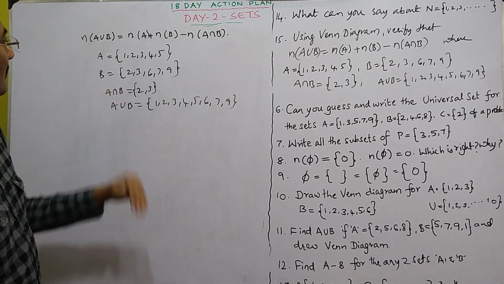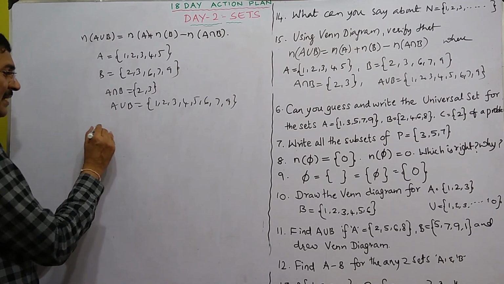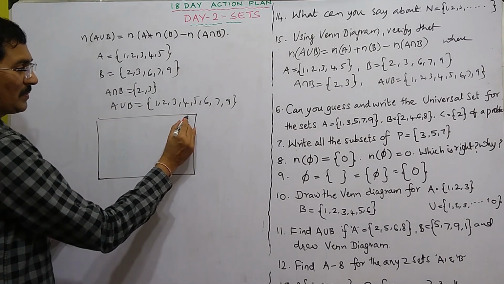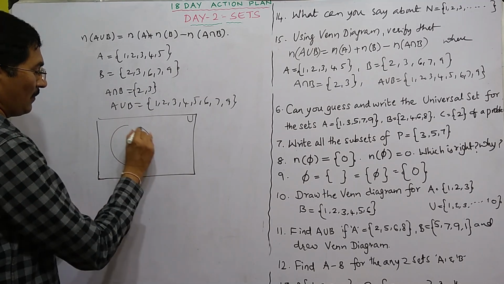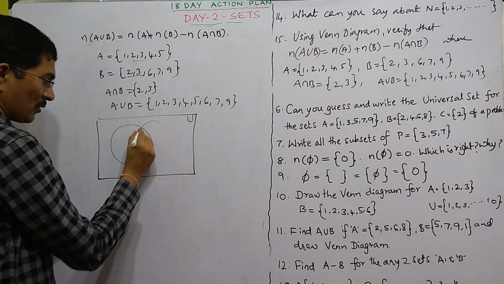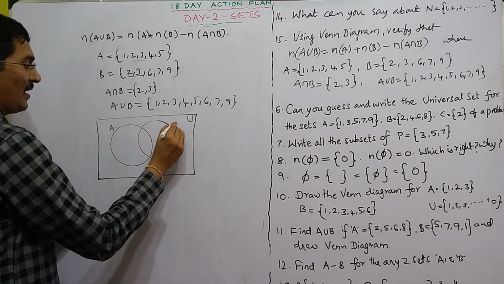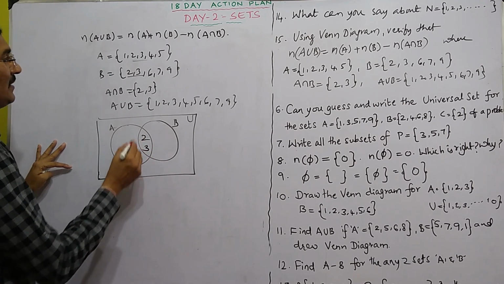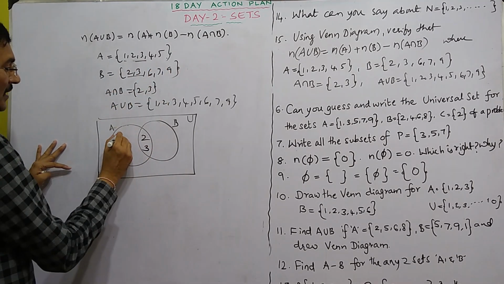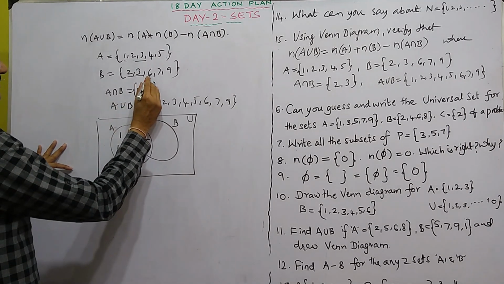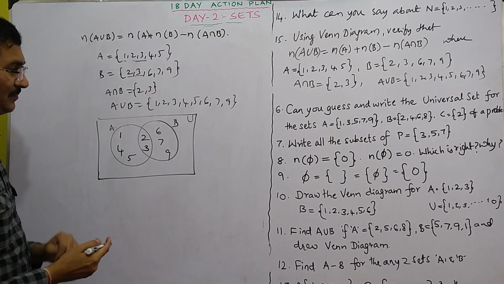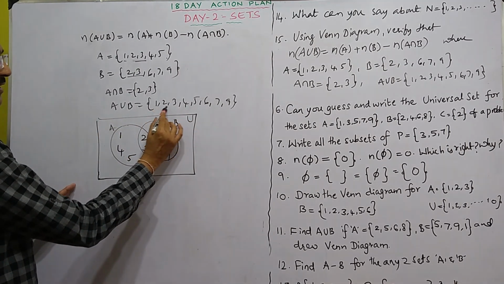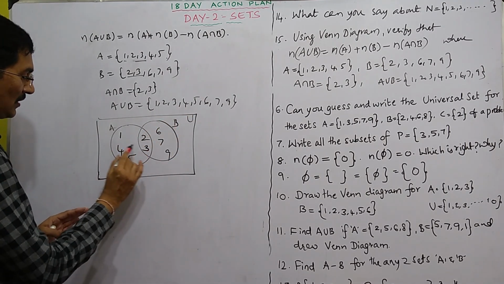Because we are asked to prove it using a Venn diagram, let us draw a Venn diagram for this. It should be a closed universal set. Now A and B have some elements in common, so they have to be drawn overlapping. So this is A and this is B. Now let us indicate the common elements, 2 and 3, in common. Leaving these two, 1, 4, 5 here, and here 6, 7, 9. So altogether in A union B we should have 1, 2, 3, 4, 5, 6, 7, 9.